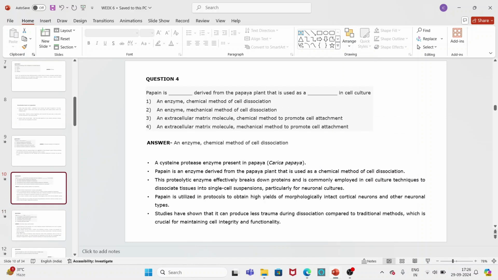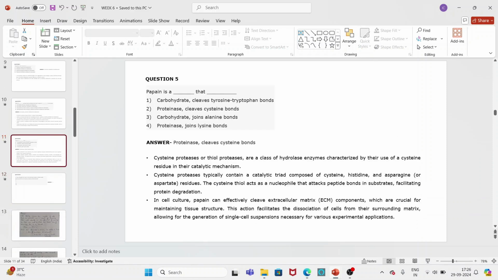I think there's an issue with the connection. So basically, as I said, it cleaves the extracellular matrix, so it has the ability to do that. And also in cell culture, papain cleaves the extracellular matrix, which is crucial for maintaining the tissue structure. It also facilitates the dissociation of cells from the surrounding matrix, allowing generation of a single cell suspension necessary for experimental applications. So I think this is quite clear. Does anyone have any doubt?